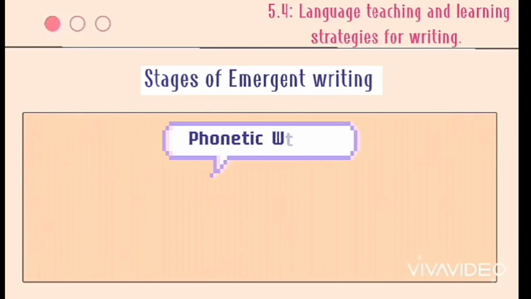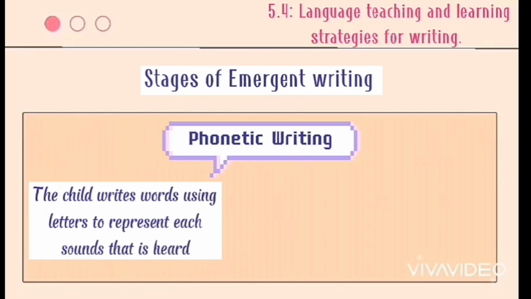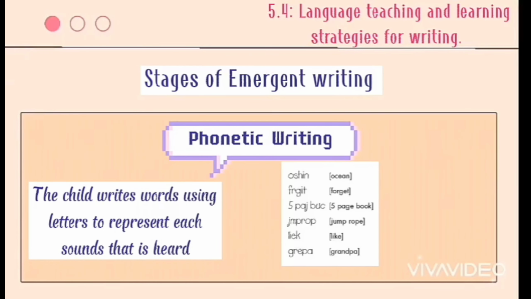Fifth is phonetic writing. So the phonetic writing is where the child writes words using letters to represent each sound that is heard. So this is the example of phonetic writing. So the words make sense and may be used for writing longer texts.